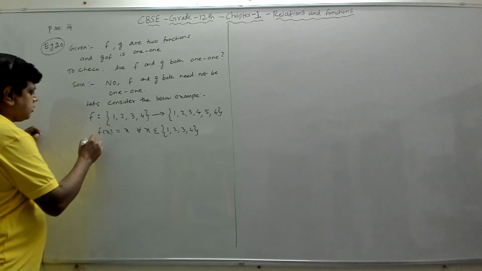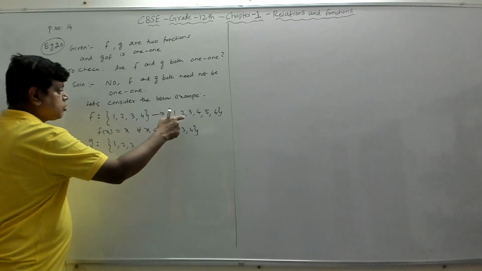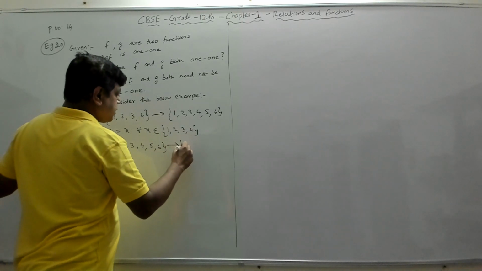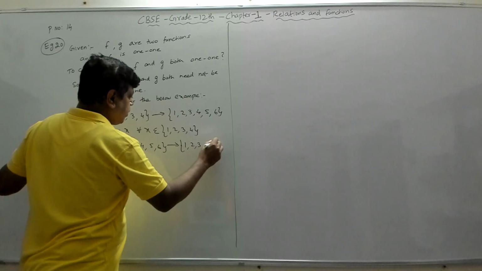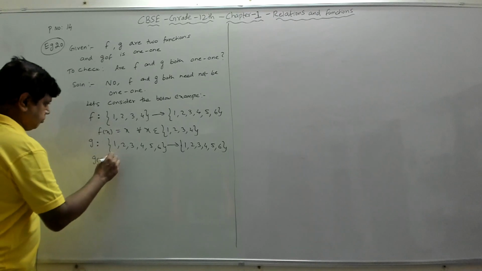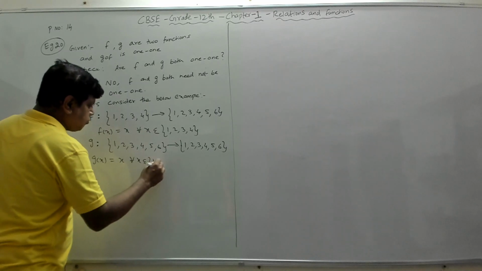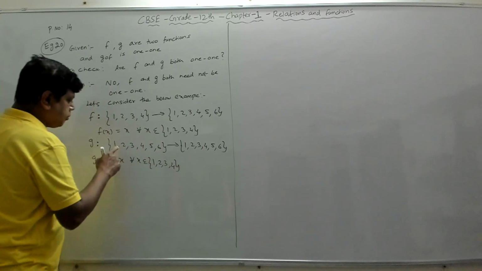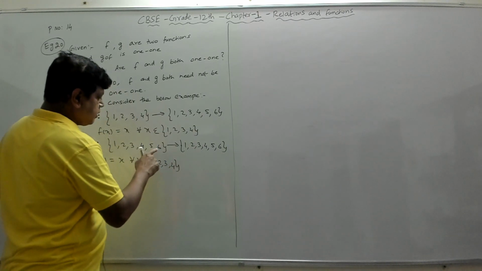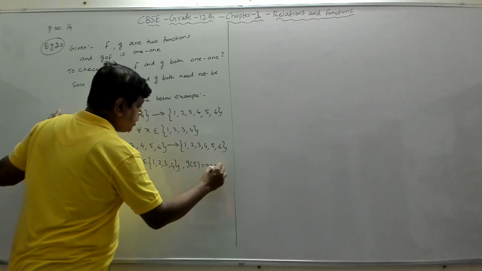Similarly, let's define another function g from the set 1, 2, 3, 4, 5 and 6 to the set 1, 2, 3, 4, 5 and 6, such that g of x is equal to x for the first 4 elements 1, 2, 3, 4, and for the remaining 2 elements 5 and 6, we are defining g of 5 equal to g of 6 equal to 5.